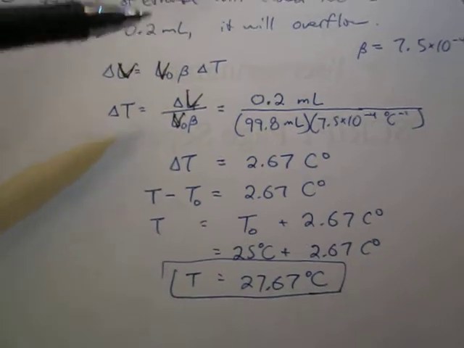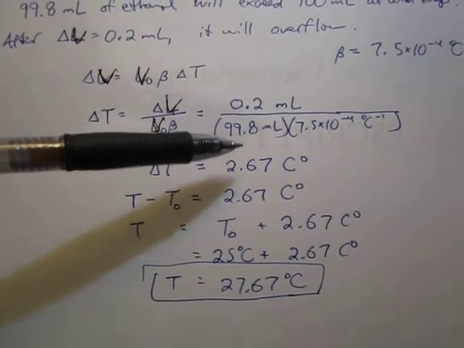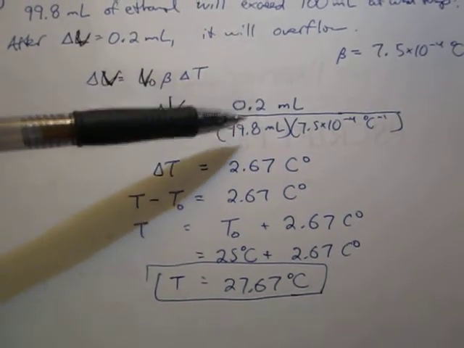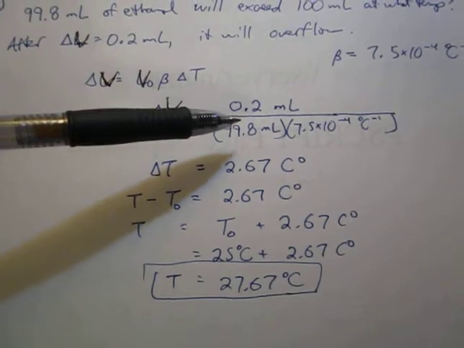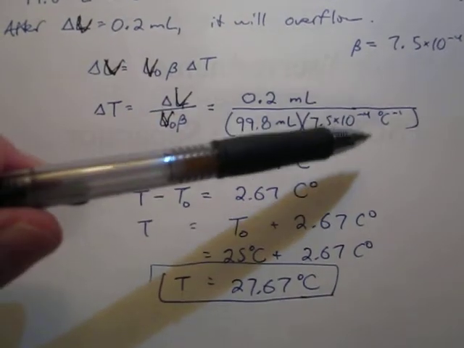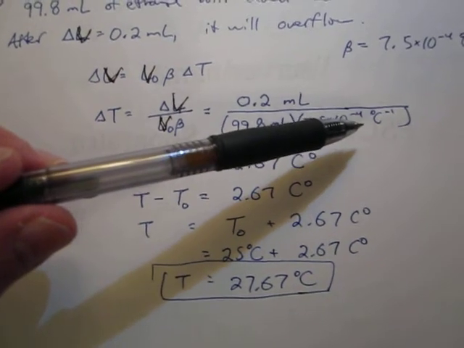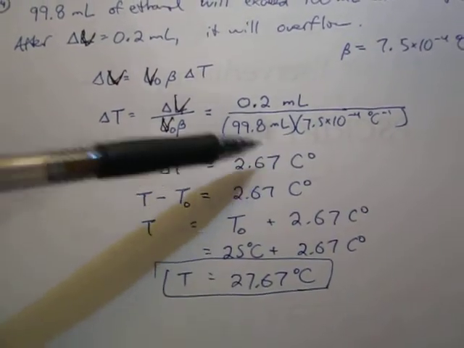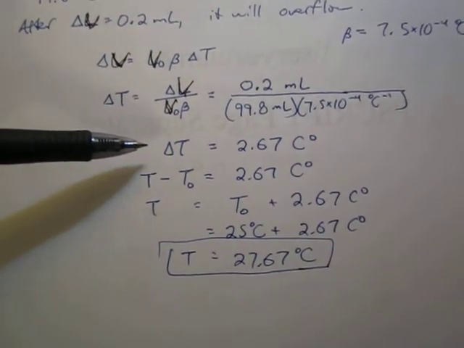Whatever units I use, whether I keep it in milliliters or convert it to MKS, it doesn't matter. As long as they're the same unit, those units are going to divide out. And what we're left with is 1 over per degree Celsius, so the units become Celsius degrees. So we get change in temperature is 2.67 Celsius degrees.